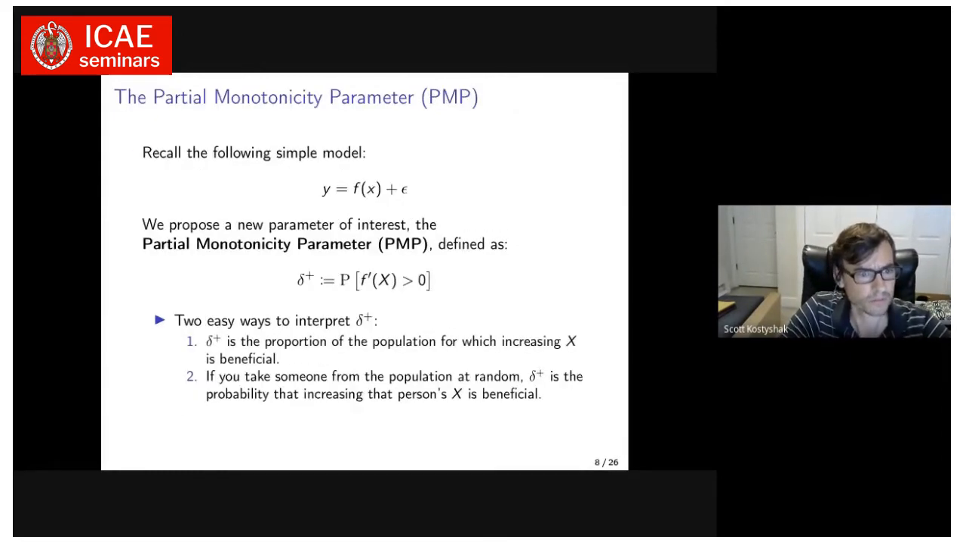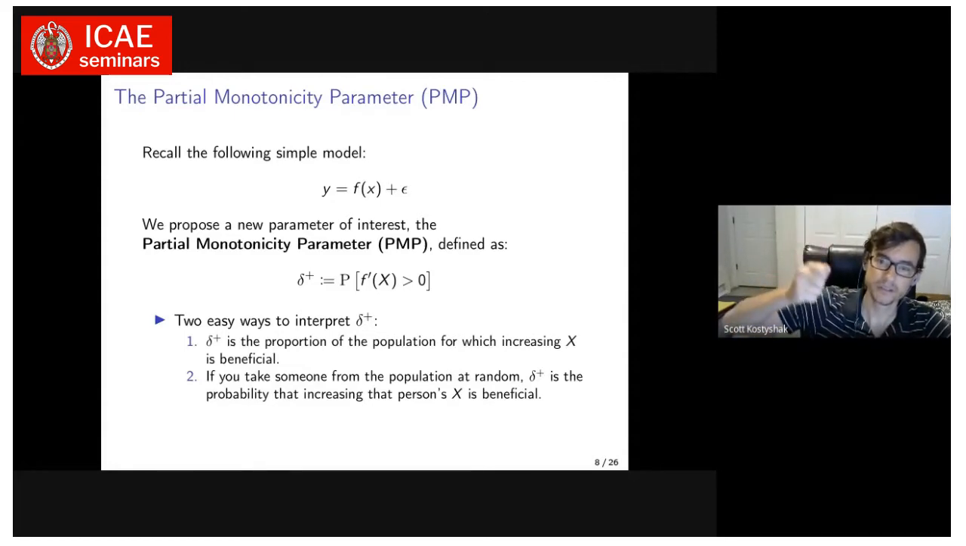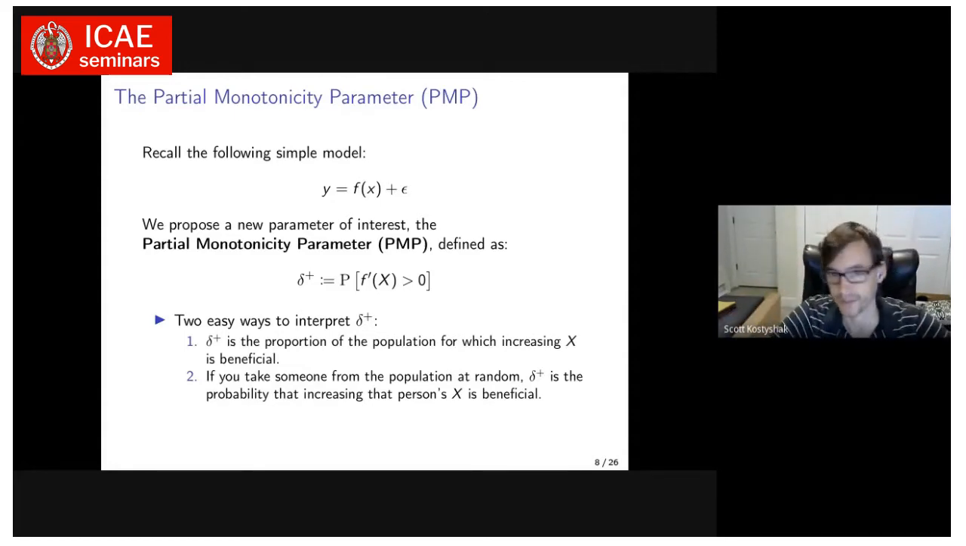Okay, so this is the parameter that we're looking at. This is the partial monotonicity parameter, and you can see that we define it to be this delta plus, which equals the probability that f prime of x is greater than 0. One of the advantages of this parameter is that it's very easy to interpret. It's the proportion of the population for which increasing the x variable is beneficial. Remember, I said we're going to interpret a larger y as something desired, something good.